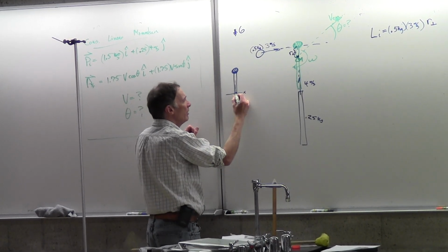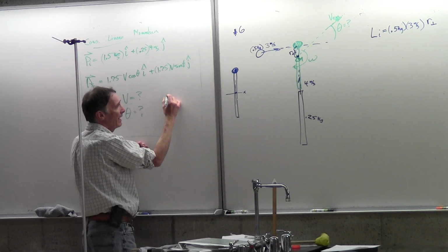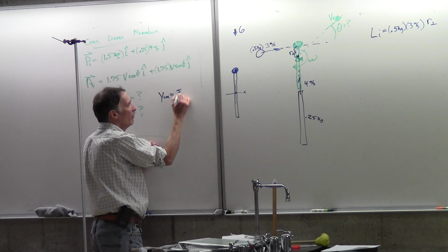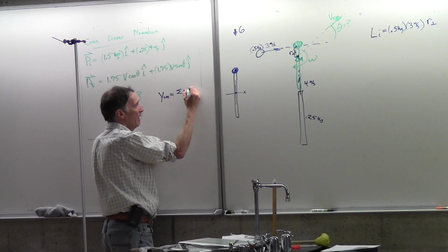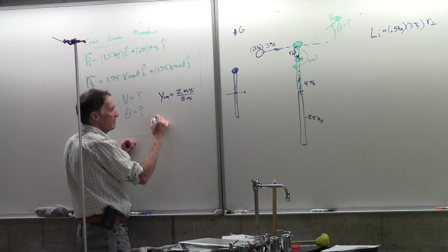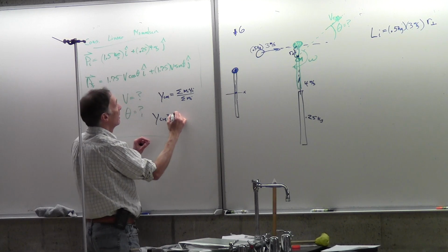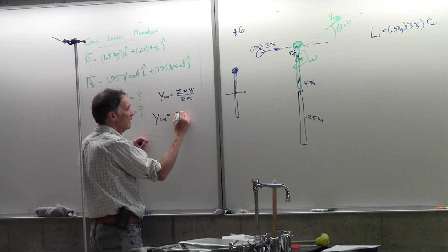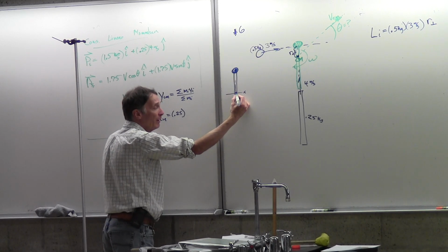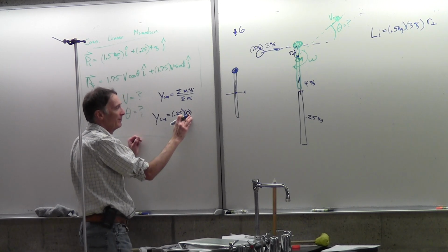The clay ball's up here. Once I choose that, I can say the y center of mass of this thing is going to be the sum of all the individual pieces, m sub i and y sub i, all over the sum of m sub i. So y center of mass is going to be the meter stick, which was 0.25. But where is that located? Its center of mass is right where I put my origin. So this is kind of convenient. That's times 0.